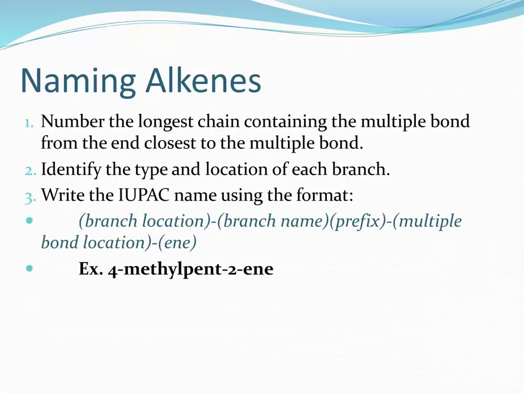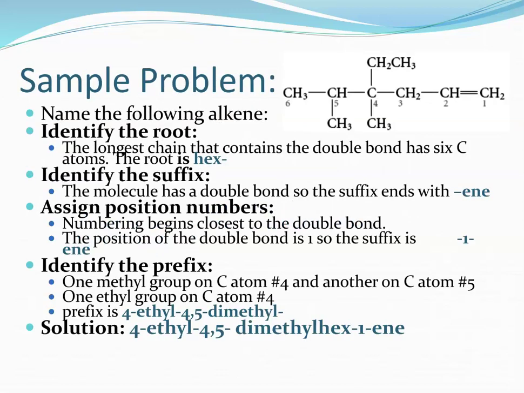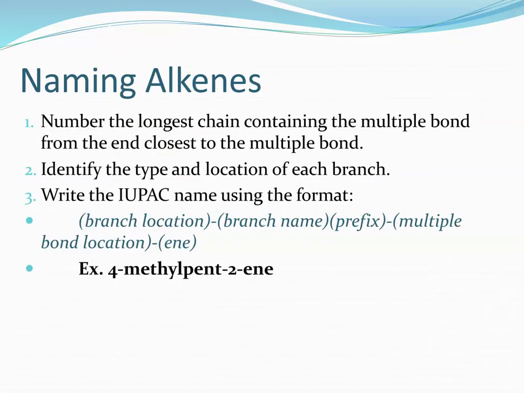Naming alkenes still requires numbering the longest chain. In addition to identifying the type and location of branches, the name will also need to specify the location of the double bond. The name shown here indicates that the double bond begins on the 2nd carbon atom.